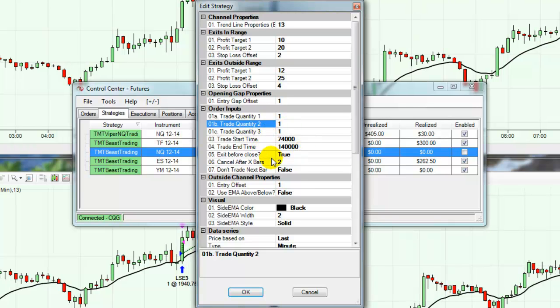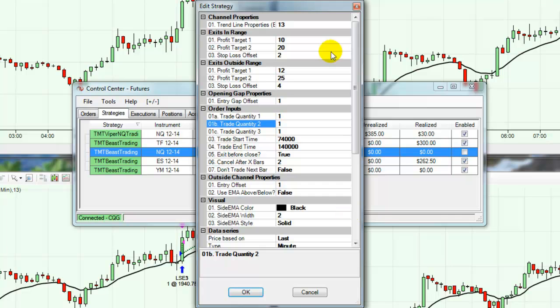Here's the time. Exit before close, true, so it gets out of your open trades at the close of the market. And cancel after X bars, keep it at 2. Don't trade next bar, keep it at false. I hope that helps, and if you have any questions, please let me know.